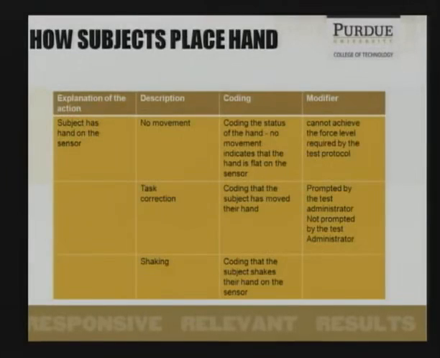So when we take a look at how subjects place the hand, we have no movement. So the hand is on the sensor, and they don't do anything. They just keep it there, which is good. And that's it.